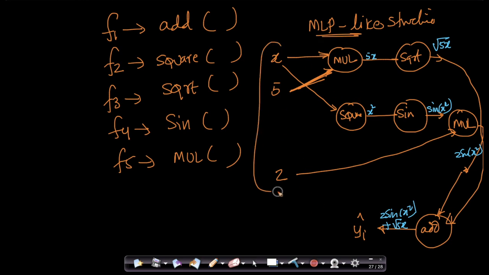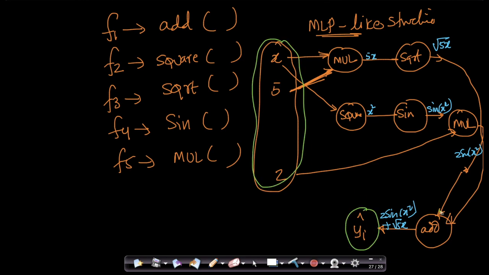This is your input layer. This is your output layer. This is the output, and all these are hidden units now.